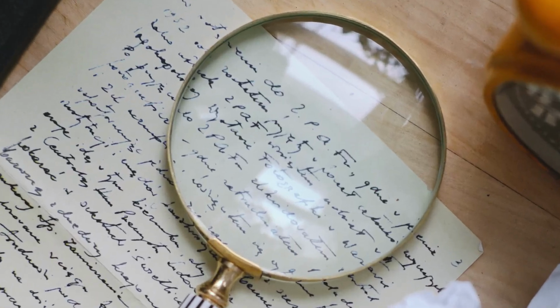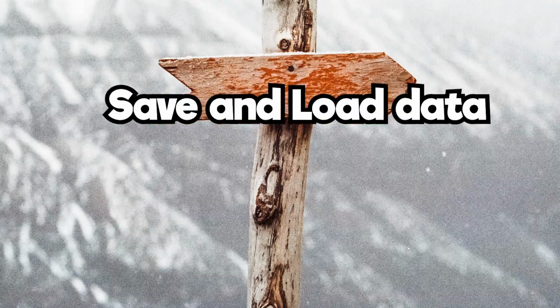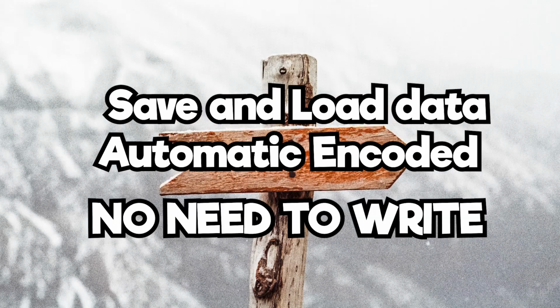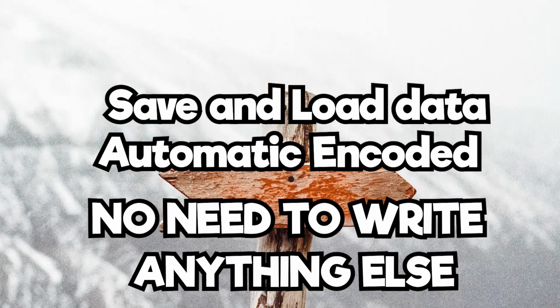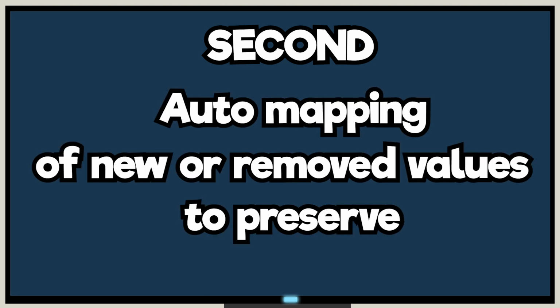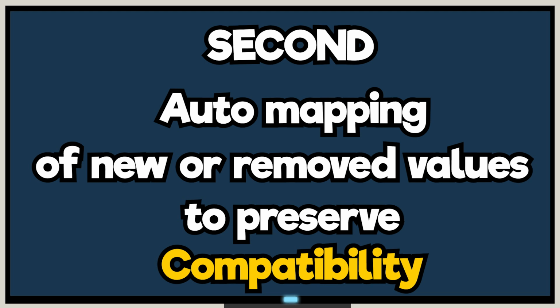So what are we looking for? There are five main things to look for. First, we need a way to save and load data that will be automatically encoded into a file. No need to write every single variable that needs to be stored. Second, data can be saved or loaded with new or deleted fields automatically, so we can preserve compatibility with old and new versions.